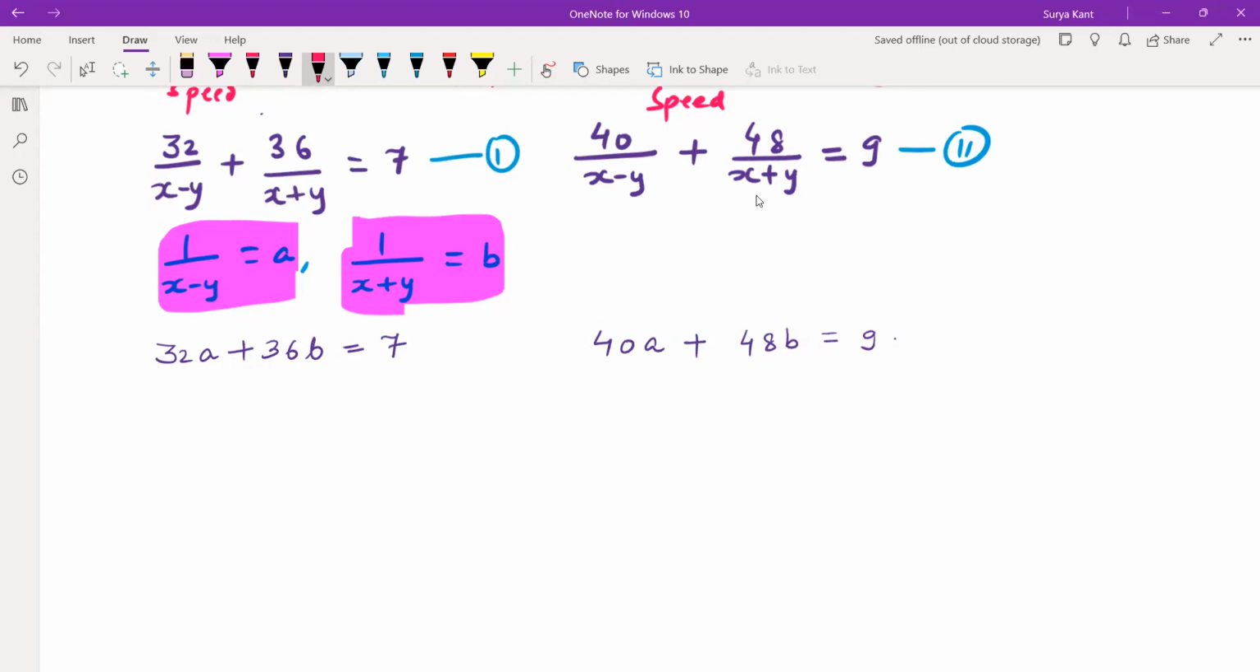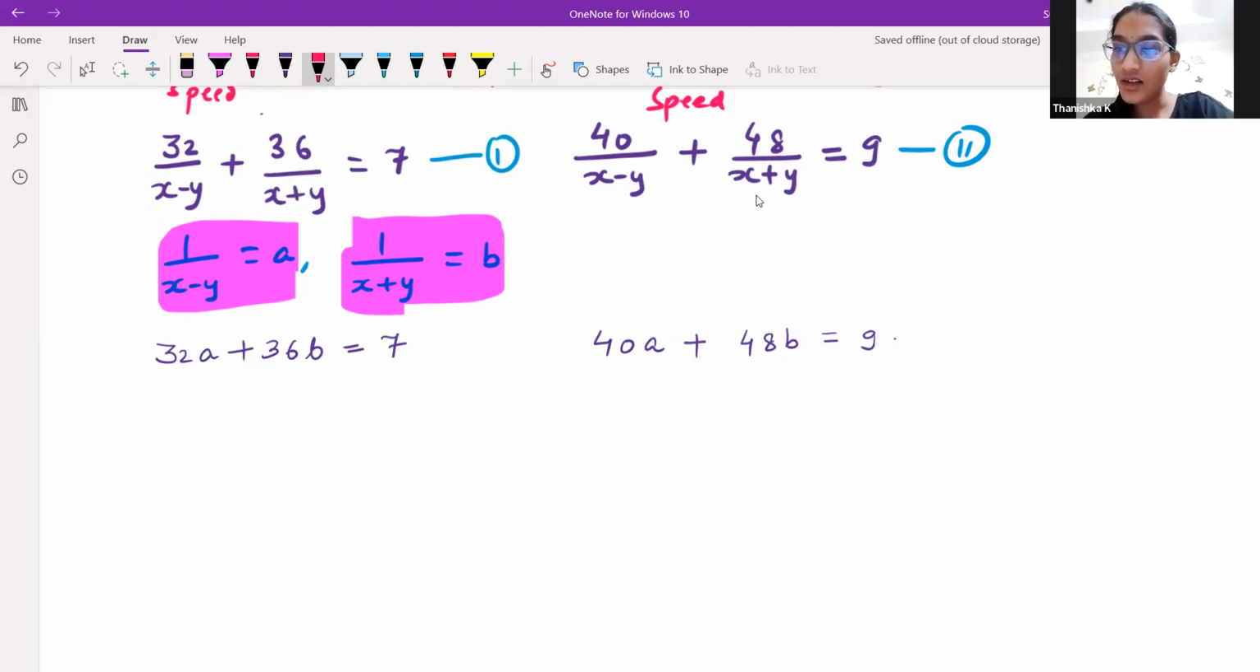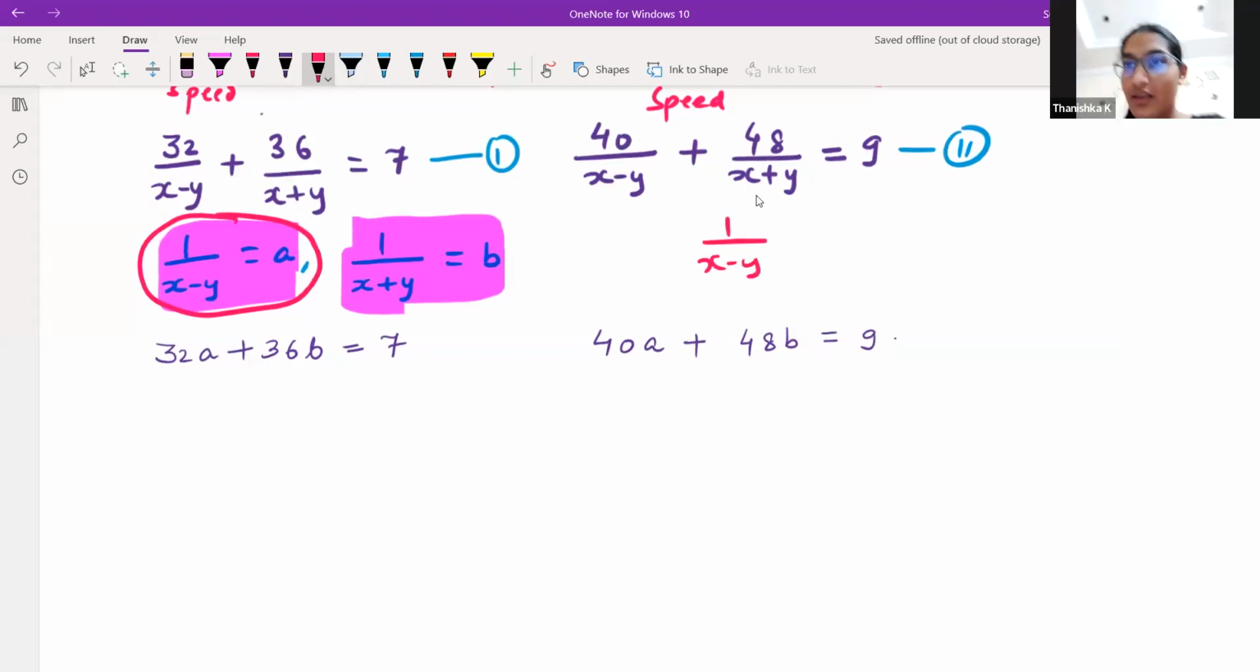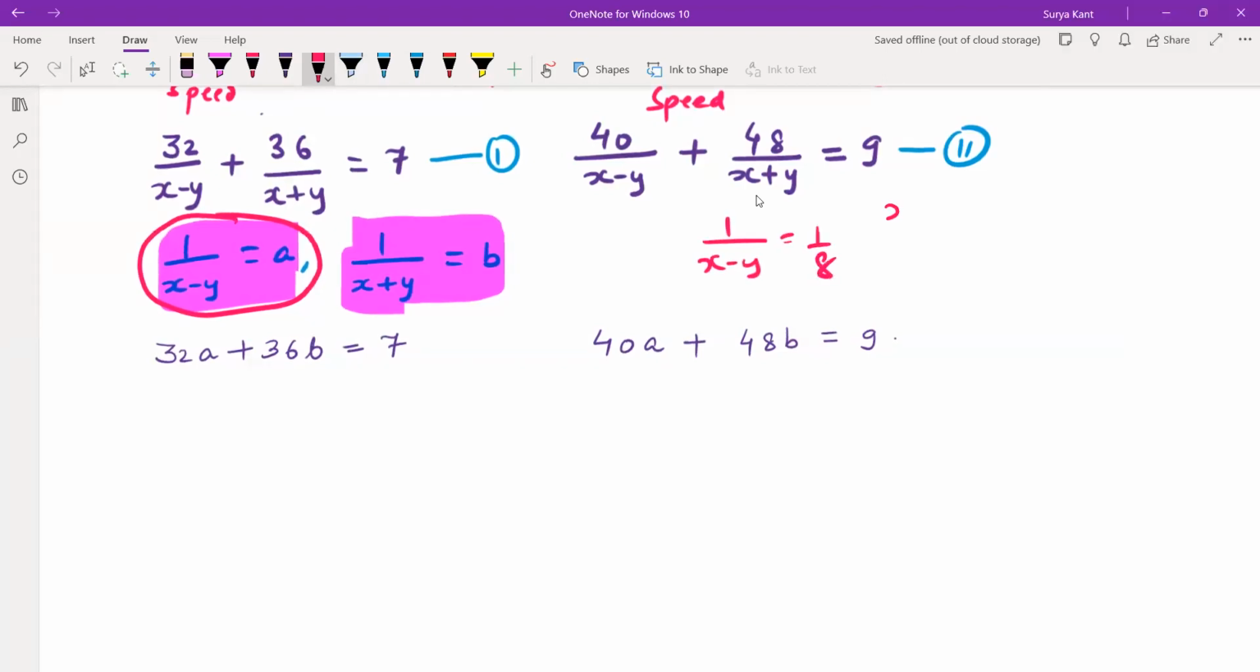Sir, I got A is equal to 1 by 8 and B is equal to 1 by 12. A is equal to 1 by 8 means you can write here 1 by x minus y is equal to 1 by 8. It means x minus y is equal to 8, right?